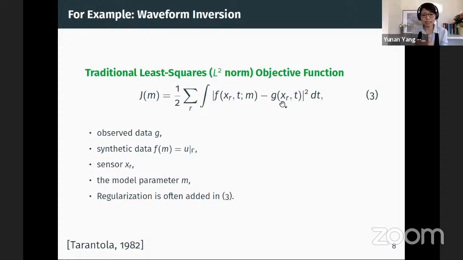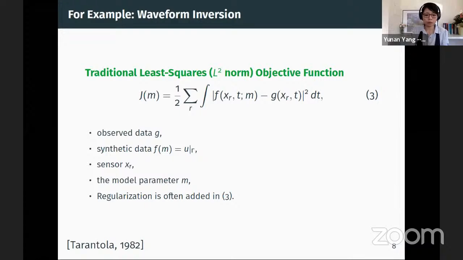So here we have synthetic data F that depends on the model parameter and the true data G, and depends on which domain they are defined in. So this is in L2 norm in both time and the spatial domain. So particularly for wave-based type of application, this is not a very robust choice.